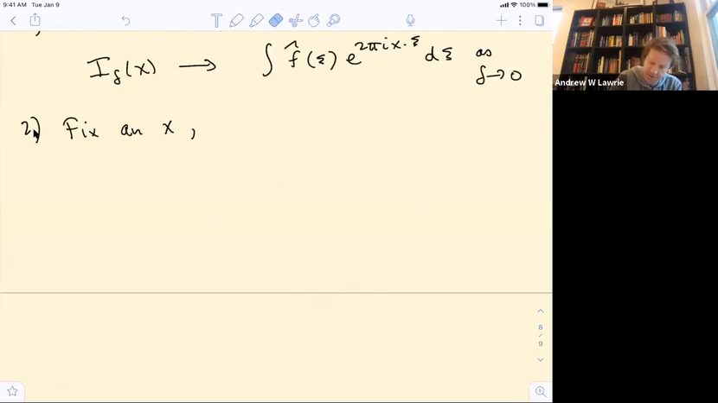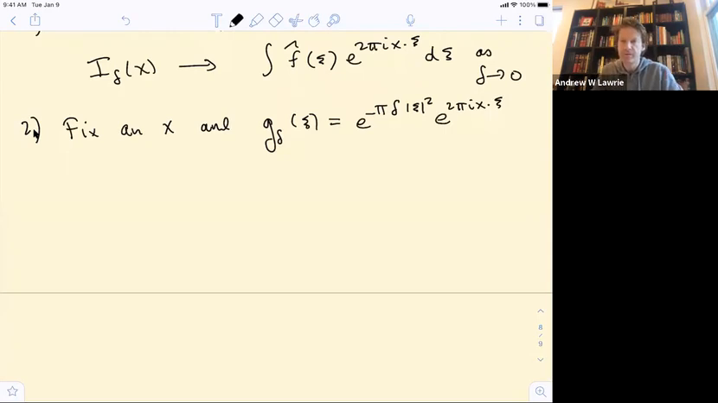So let's fix x and let g delta of c be equal to e to the minus pi delta norm of c squared times e to the 2 pi i x dot c. So for each fixed x, consider this function.